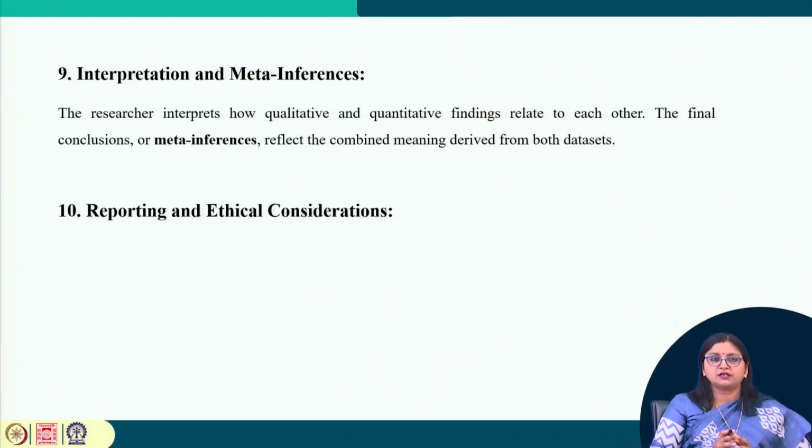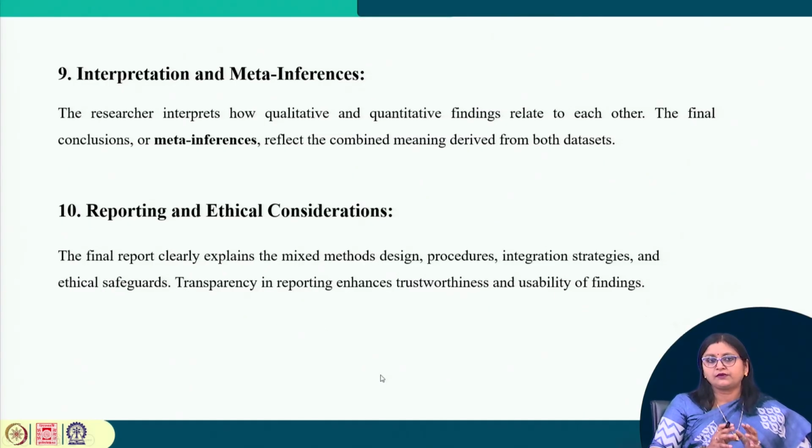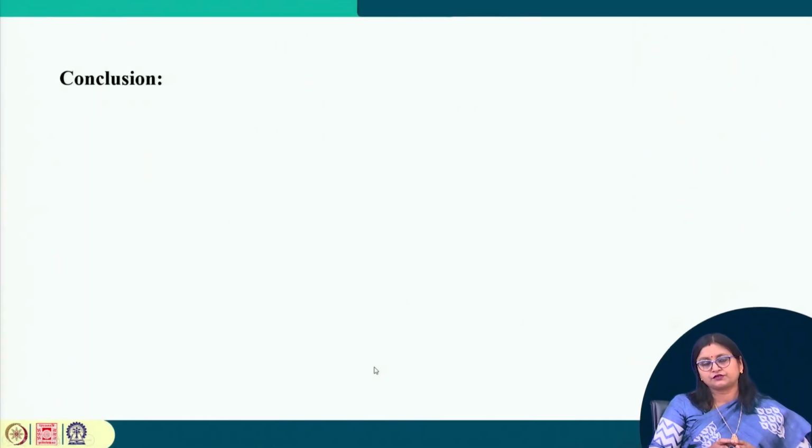And the last step is reporting and ethical consideration. The final report clearly explains the mixed methods design, procedure, integration strategies and ethical safeguards, because we have to follow the ethical rules and regulations. Transparency in reporting enhances the trustworthiness and usability of the findings of your research. So, this was all about the leftover mixed methods research.